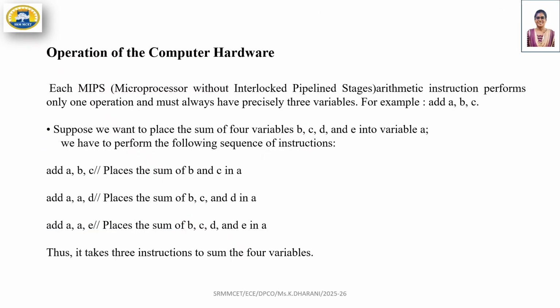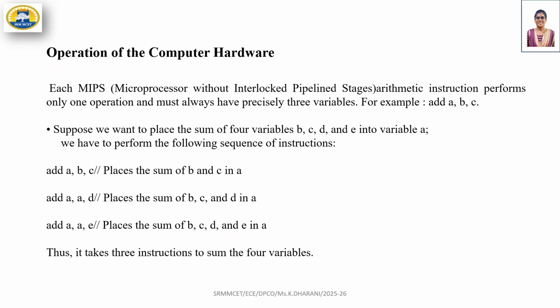MIPS stands for microprocessor without interlocked pipelined stages. An arithmetic instruction performs one operation and uses three variables. We can consider as an example: add B plus C, D plus E and store it in A. I can repeat it: A is the sum of B, C, D and E.